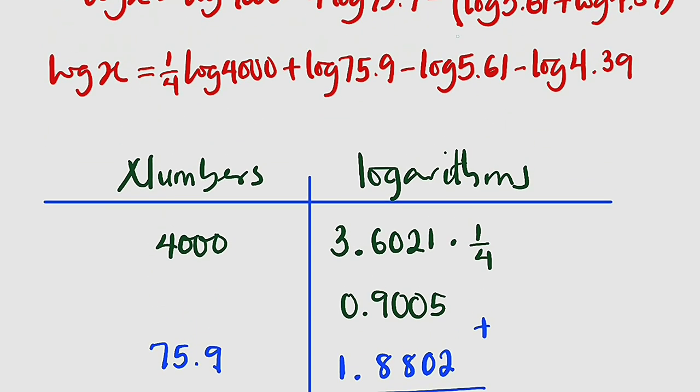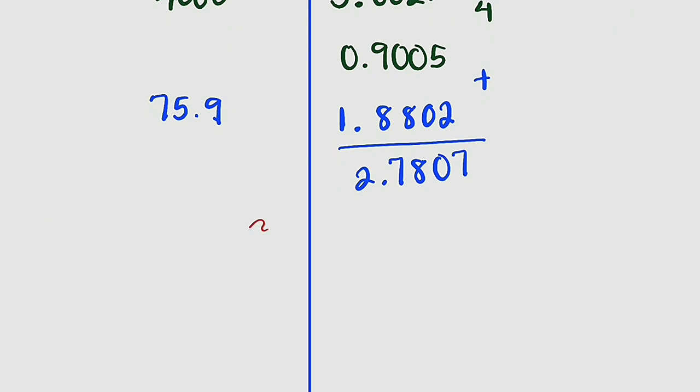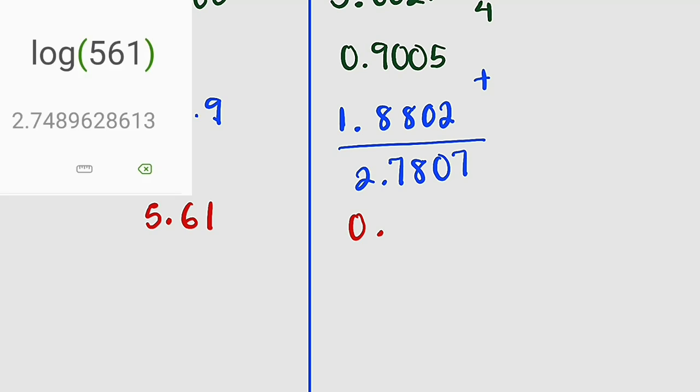Then we move to the next one, which is this one. 5.61. The characteristic is 0 because the number is already in standard form. We need the decimal point to be right here, but it is already there. Therefore, the characteristic is 0. The mantissa, just press log of 561. Log of 561 is 2.748962 and so on. But we need the first 4 digits after the decimal point.